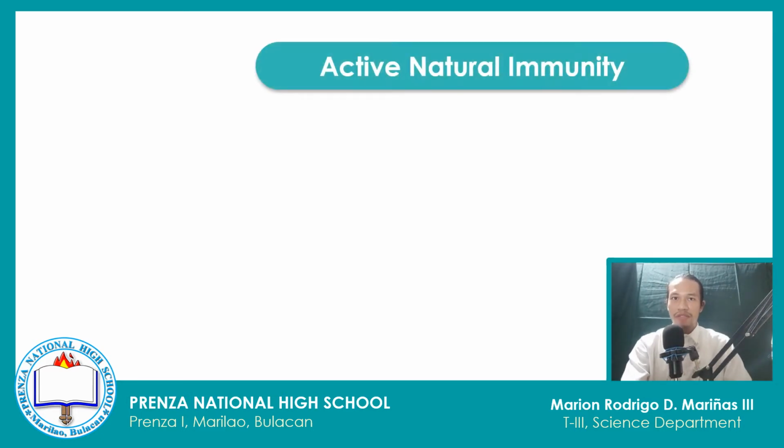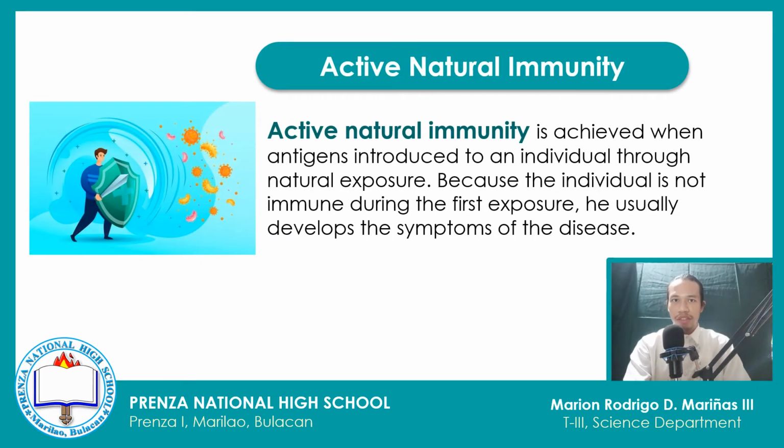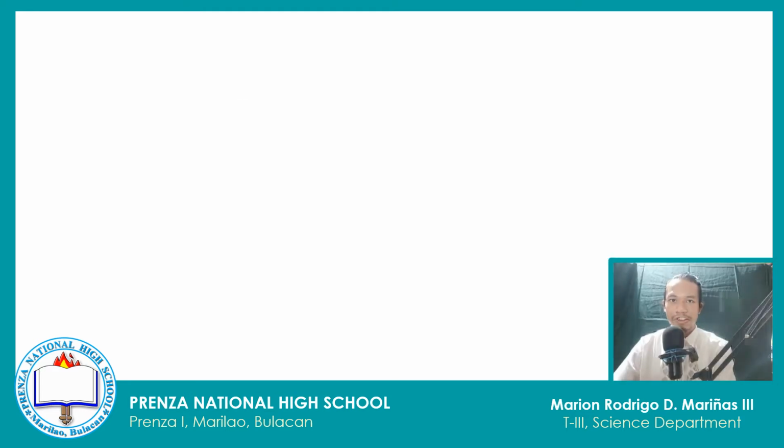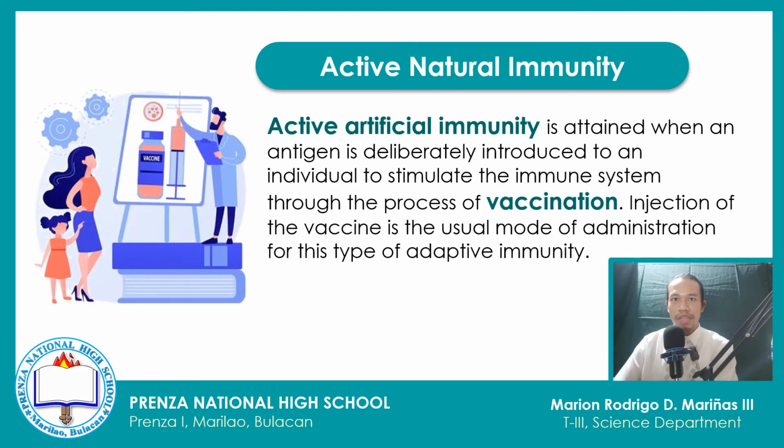Meanwhile, active natural immunity is achieved when antigens are introduced to an individual through natural exposure. Because the individual is not immune during the first exposure, he usually develops the symptoms of the disease. Active artificial immunity is attained when antigen is deliberately introduced to an individual to stimulate the immune system through the process of vaccination. Injection of the vaccine is the usual mode of administration for this type of adaptive immunity.